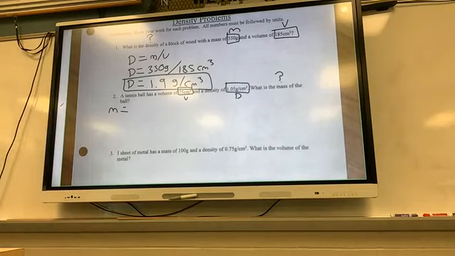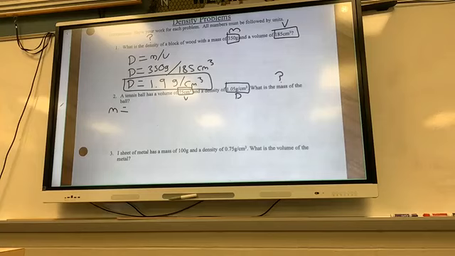Okay, there's a mistake on your sheet. It should not say P times V. That should say D times V. So fix that on your yellow sheet. The equation editor put in P, since P's momentum. That's why I put in P instead of D. M equals D times V.